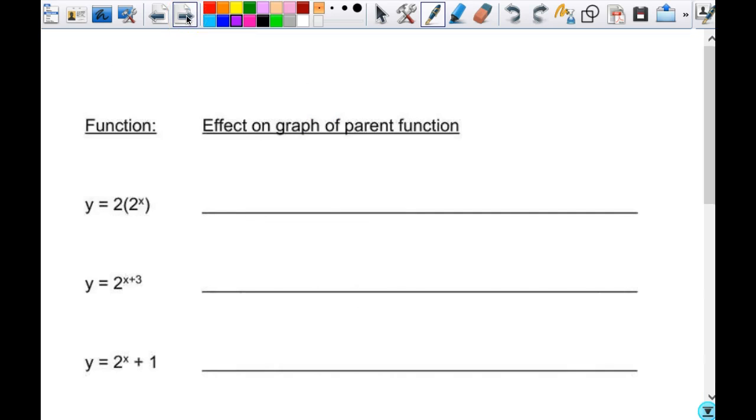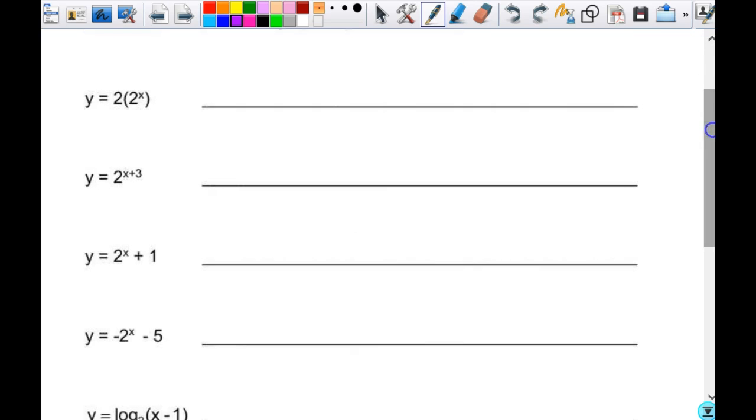There's a quick little review of transformations. I'm going to give you a couple of minutes, and I want you to go through, well, we'll do the first one together so you understand what I mean, and just explain the effect on the graph. So let's look at this one, y equals 2 times 2 to the x. First of all, do I get to multiply the 2 times the 2 and get 4 to the x?